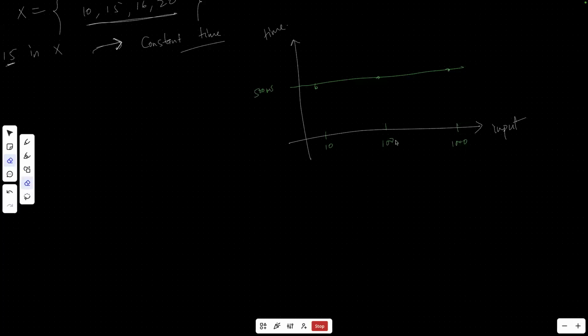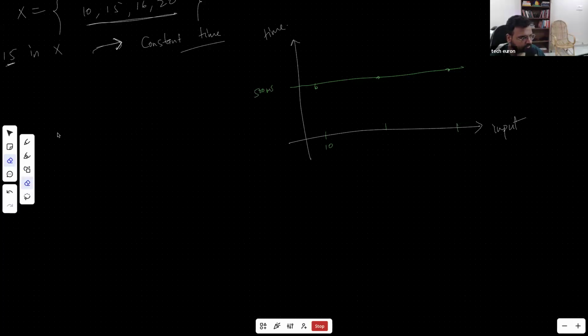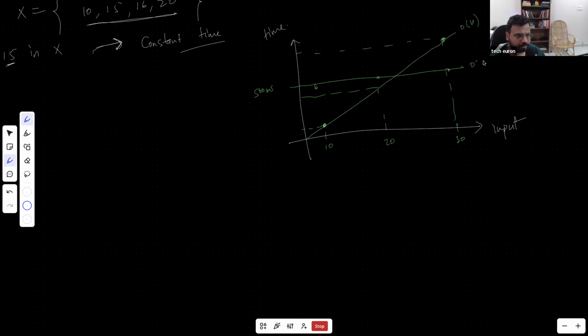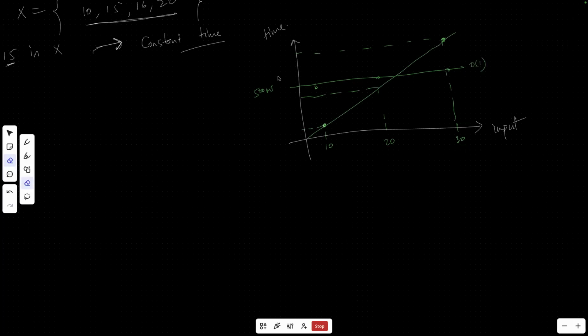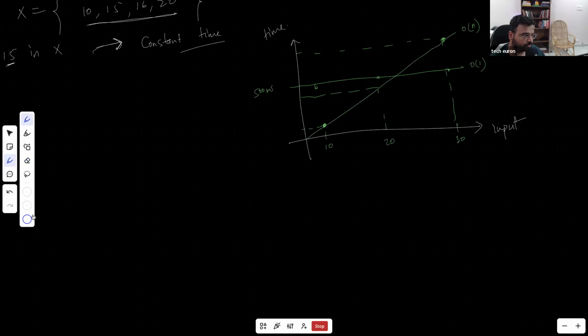Okay, this graph should not be 1000. Let me make it 10, 20, and 30. But if it is linear, it will be like this. When it was 10, it was taking this much time. When it is 20, it is taking this much time. When it is 30, it is taking this much time. So definitely this is O of n, this is O of 1. Which one is better? O of 1 is better. But if it is O of n squared, suppose, then it will become like this. Correct, no?